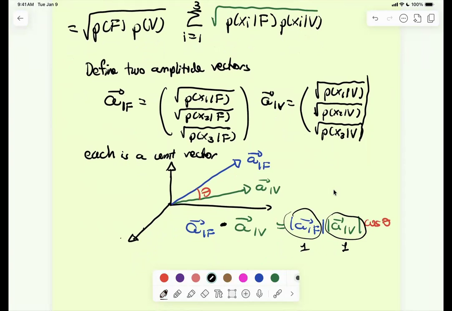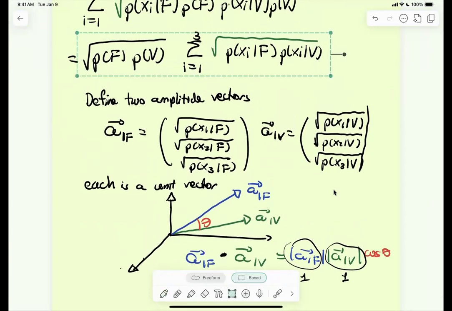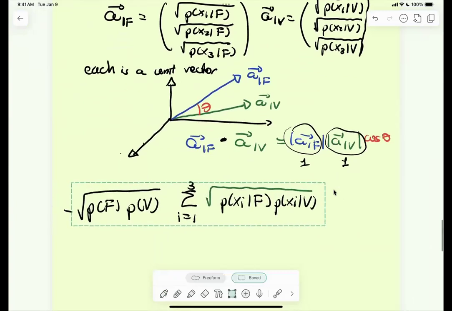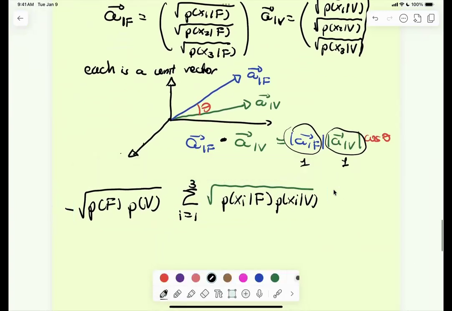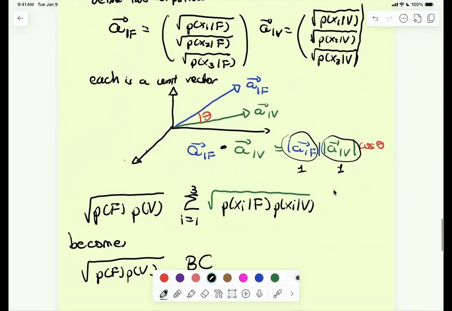And so essentially, this sum becomes the square root of the probability of being a fruit times the probability of being a vegetable, times this Bhattacharyya coefficient of these conditional probability vectors.